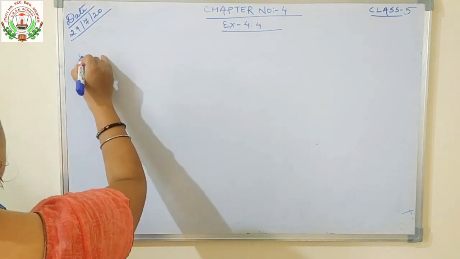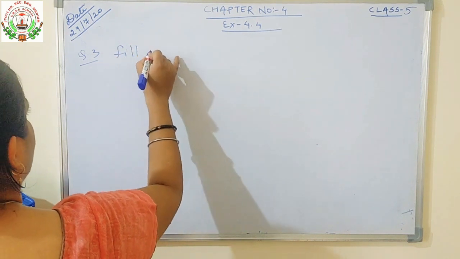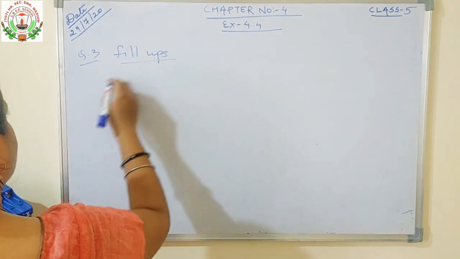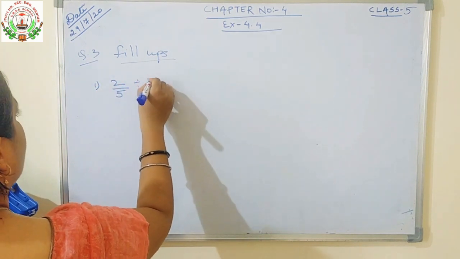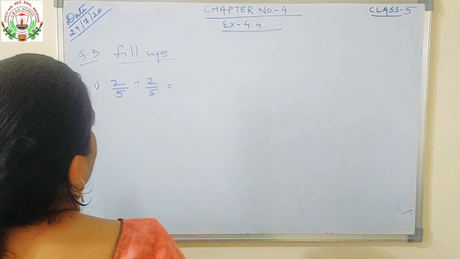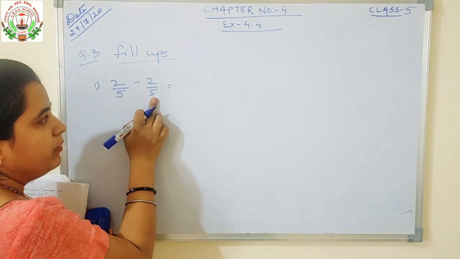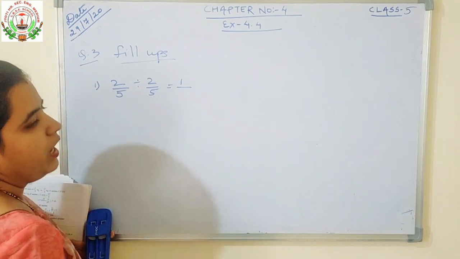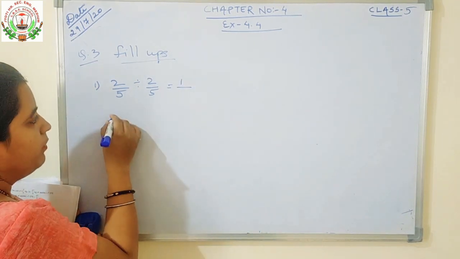Question number 3 is fill in the blanks. First one is 2 by 5 divided with 2 by 5. As we all know, when we divide a number with the number itself, we get 1 as the answer. So what will be our answer? Our answer will be 1.